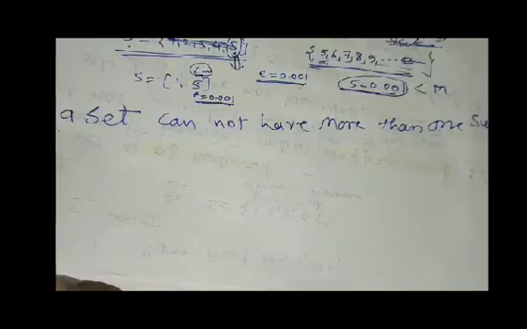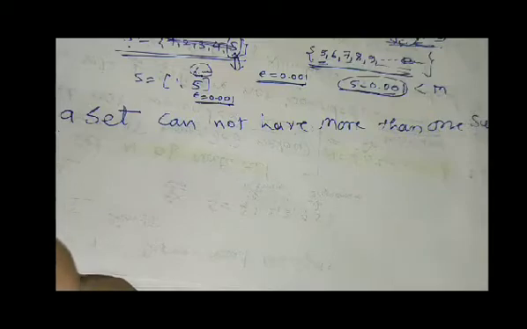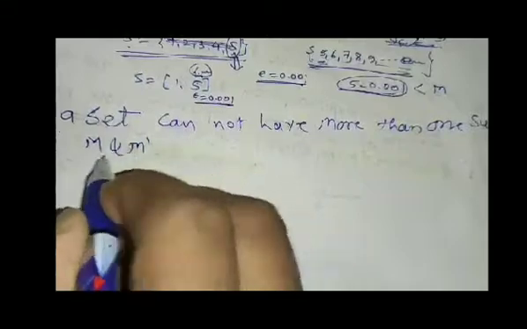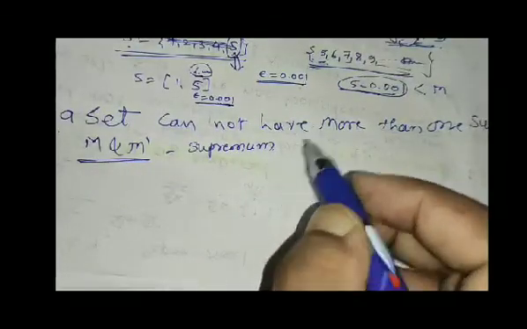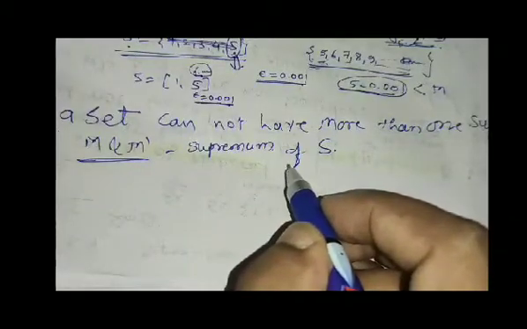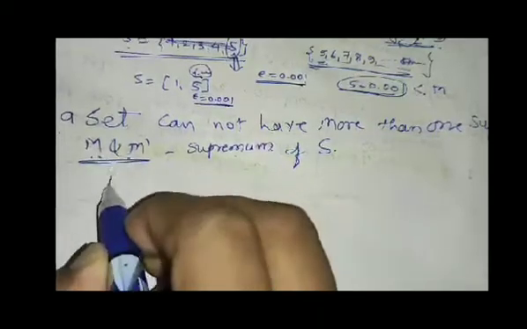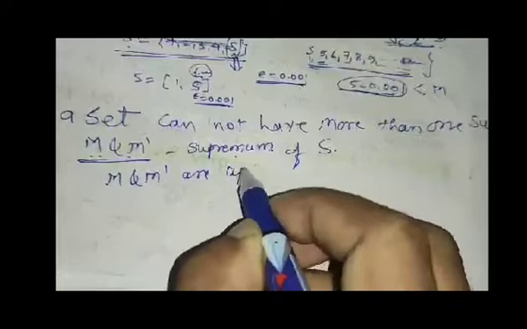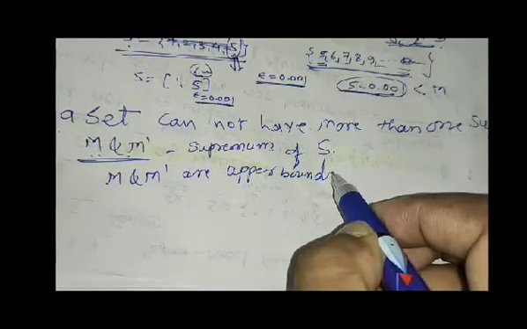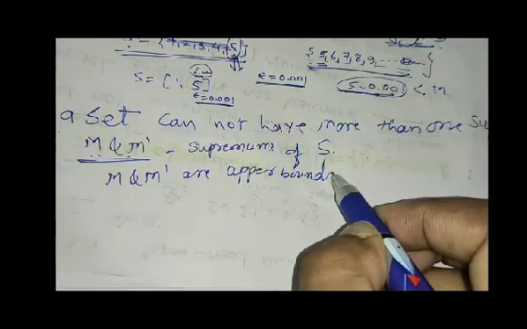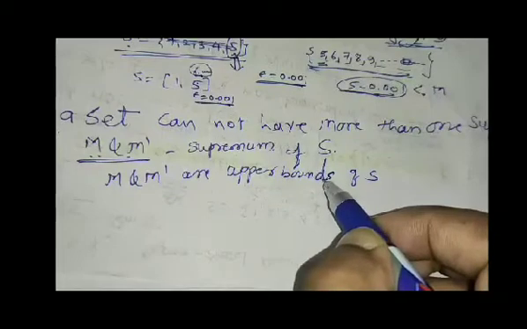So we have to show that any set has a unique supremum. Suppose we try M and M dash, and these both are suprema of some set S. So if M and M dash are suprema, then M and M dash are upper bounds of S, no doubt.